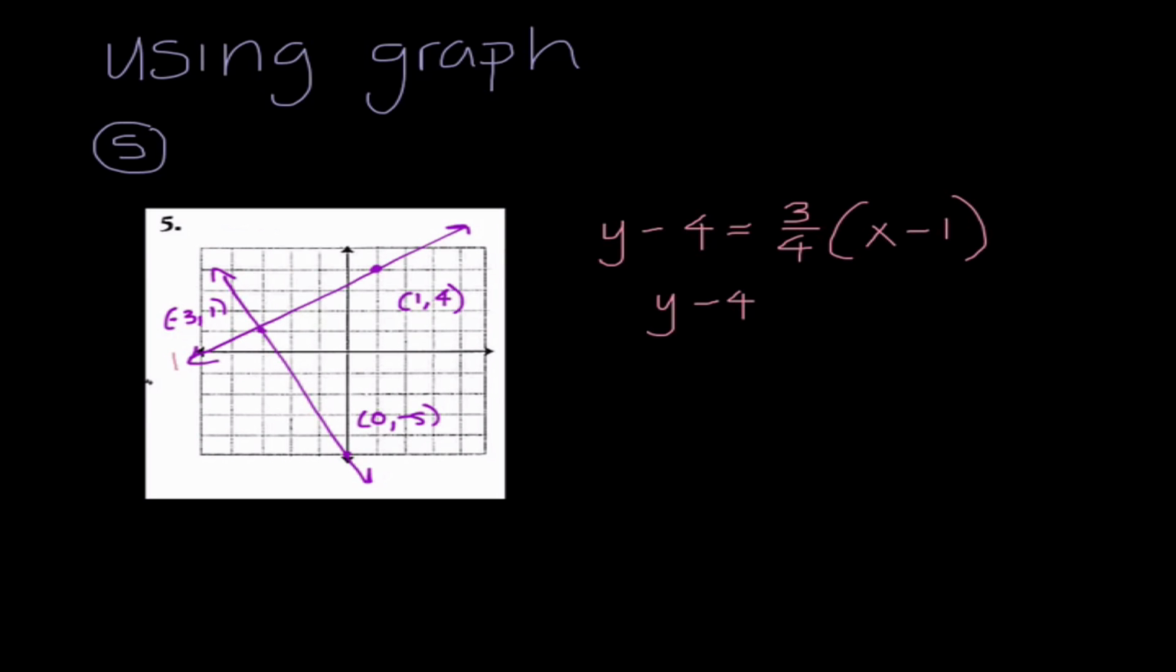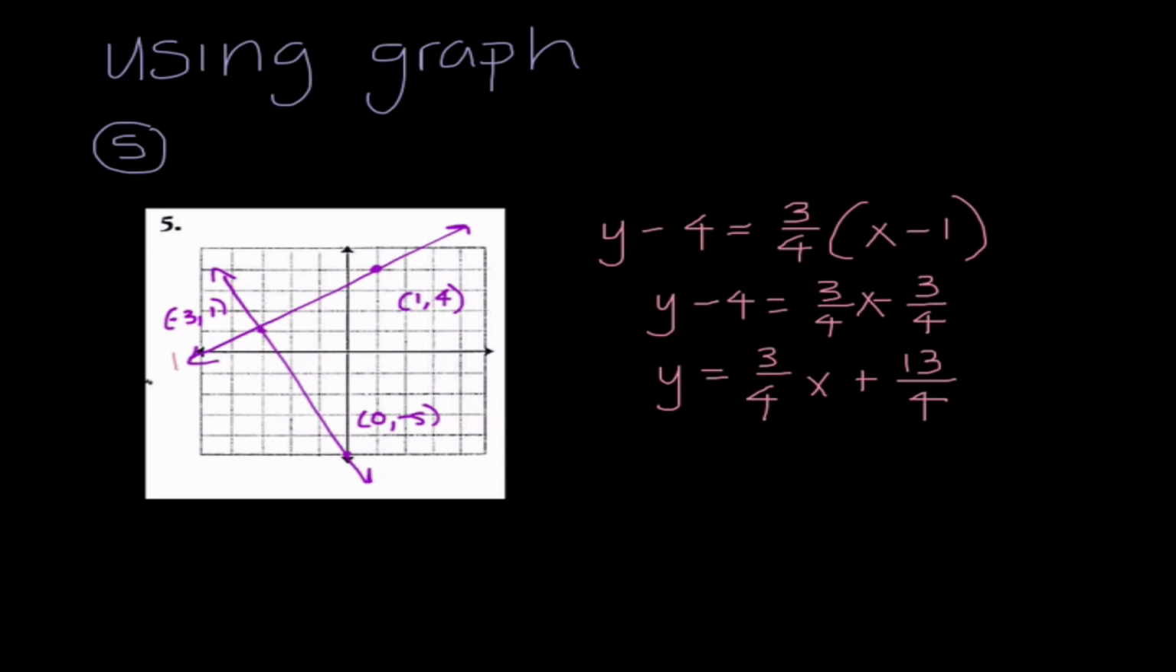So I'm going to distribute 3/4 x minus 3/4. When I add 4, I get y equals, there, I forgot the x there, y equals 3/4 x plus, 3/4 plus 4 would be plus 13 over 4. I could also write that as a decimal if I wanted to, because dividing by 4 will give me an exact decimal. So that is one of our equations.